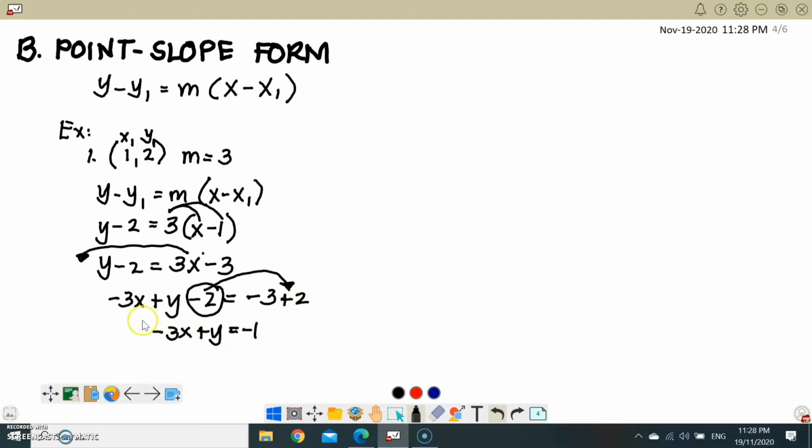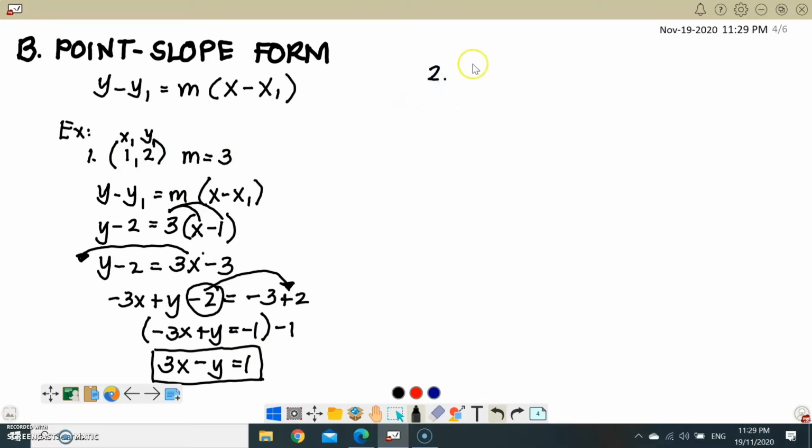So if you look at the given equation, the first term is negative, so we need to make it positive by multiplying the whole equation by negative 1. So negative 1 multiplied by negative 3x is positive 3x. Negative 1 multiplied by y is negative y, equals negative 1 multiplied by negative 1 is positive 1. And we now have the equation of the line passing through the point 1, 2 with a slope of positive 3. So let's have one more.